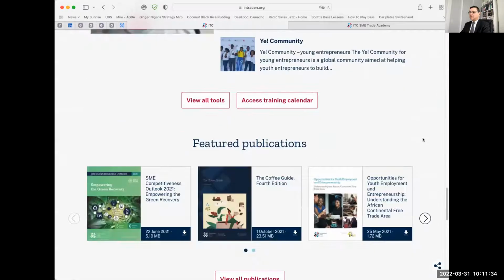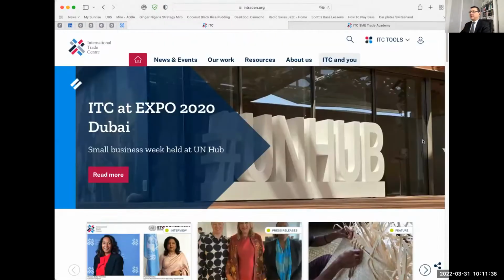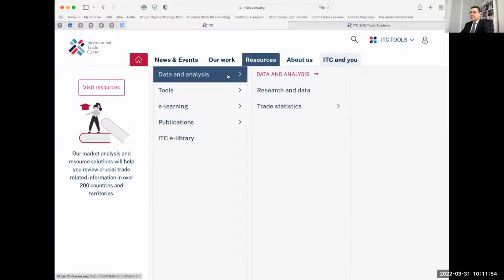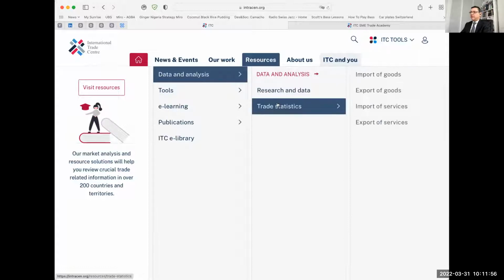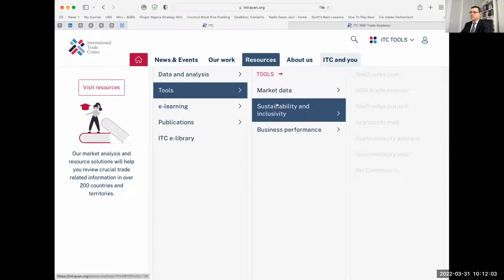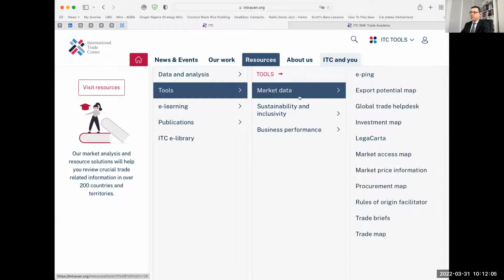It's a lot simpler and a lot less cluttered, so it's a lot easier to use. But the key thing is, how do you get to the different resources? When you look at resources, you look at data and analysis, and you can find here your trade statistics, your market data and tools. So here are the tools that we've been looking at.